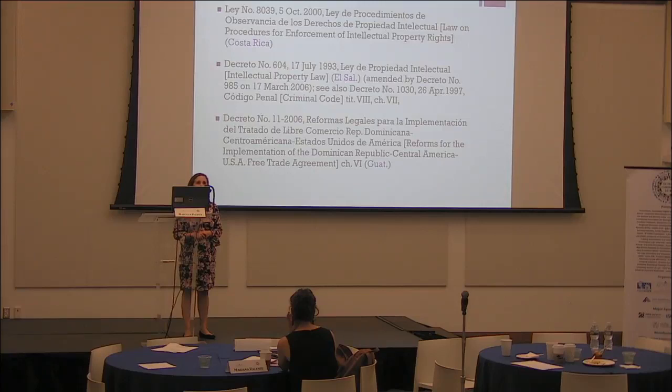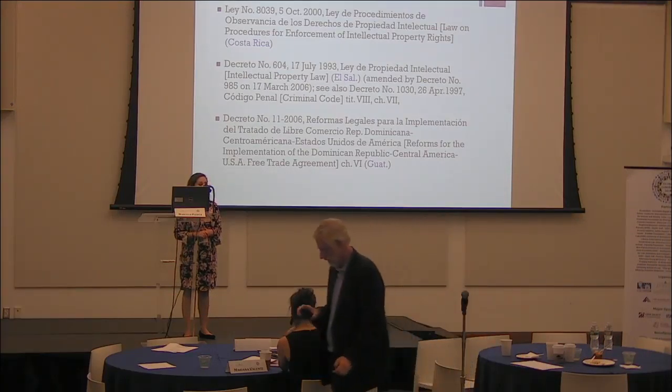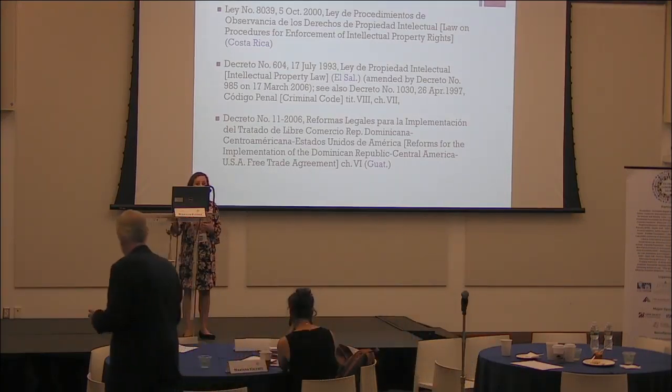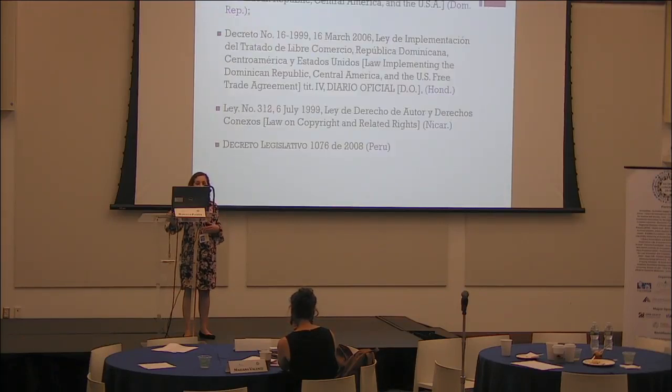And where are we now? Actually, most of these countries have enacted implementing legislation, partially or totally. So you can see in this list that, for example, Costa Rica, El Salvador, Guatemala, Dominican Republic, Honduras, Nicaragua, Peru, and I'm missing Chile, all of us have implementing legislation enacted already.